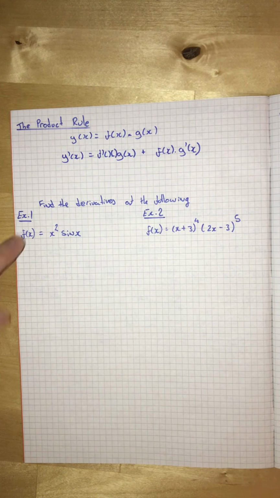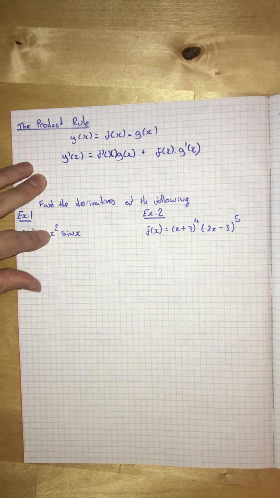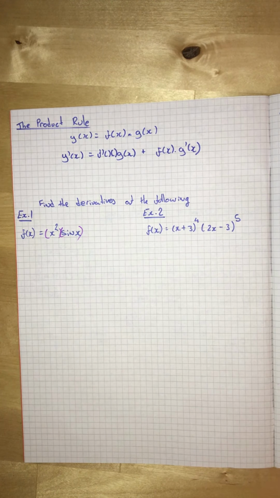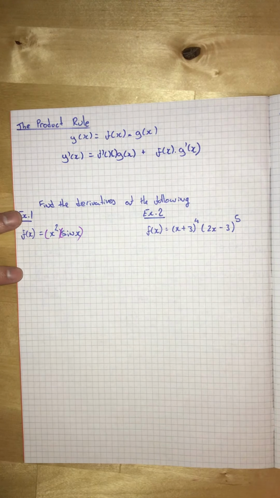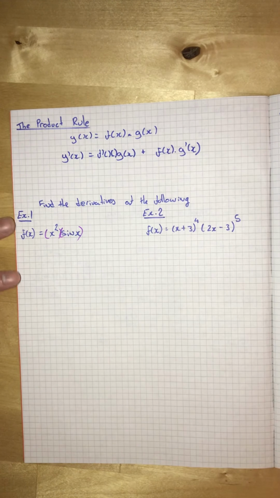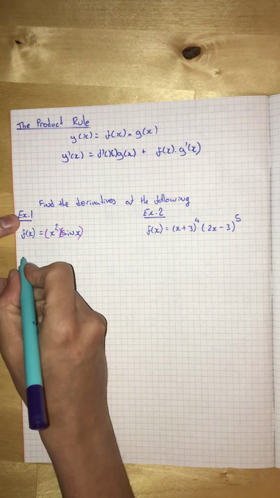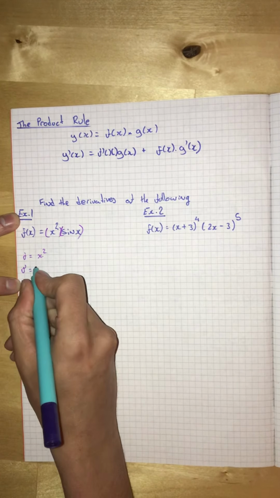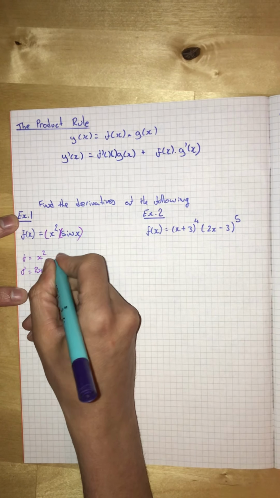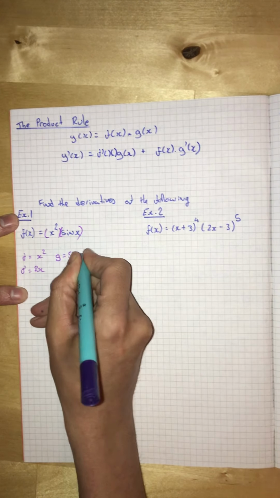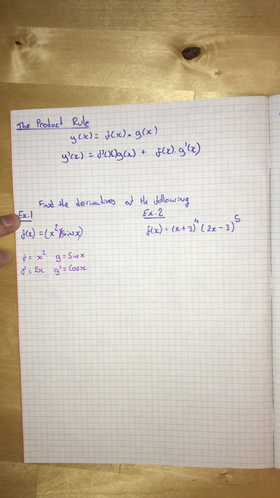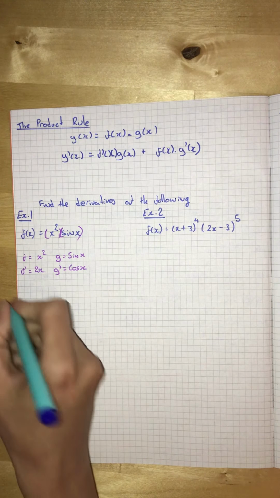So if we look here at this example, f of x equals x squared sine x. You can see that the first function is x squared, and the second function is sine x. Okay. So let's differentiate them individually because we know we're going to have to do that. So if I've got f equal to x squared, that means f dashed will equal 2x. If I've got g equal to sine x, that means g dashed will equal cos x.